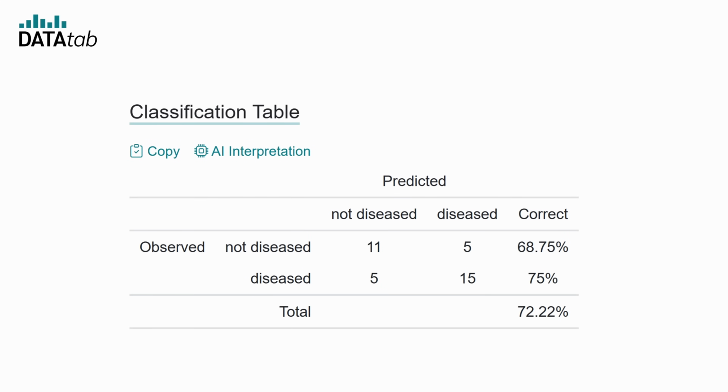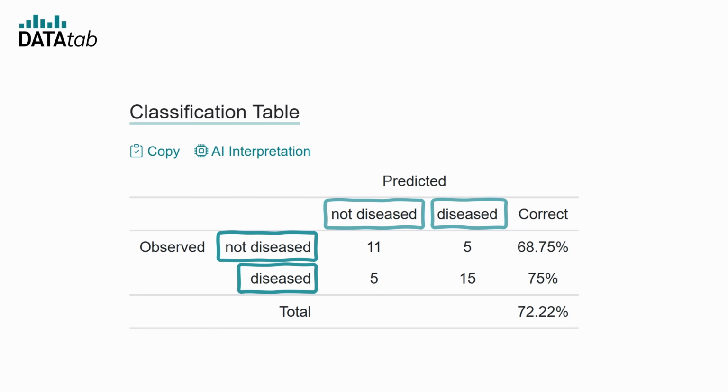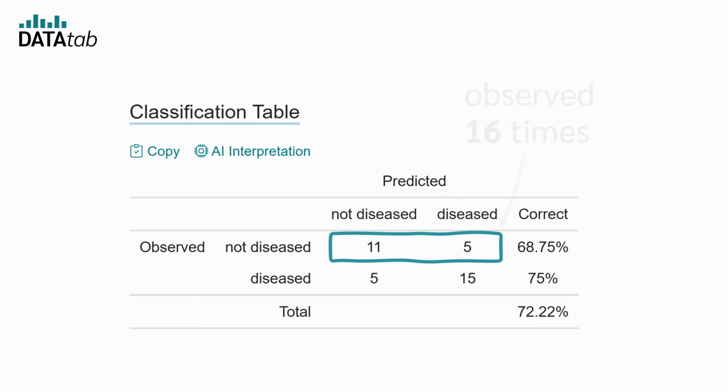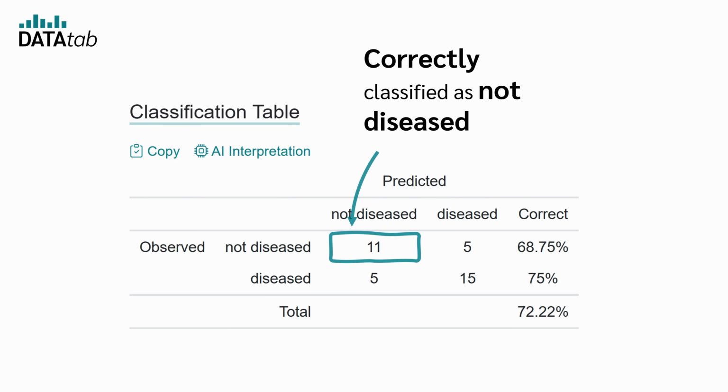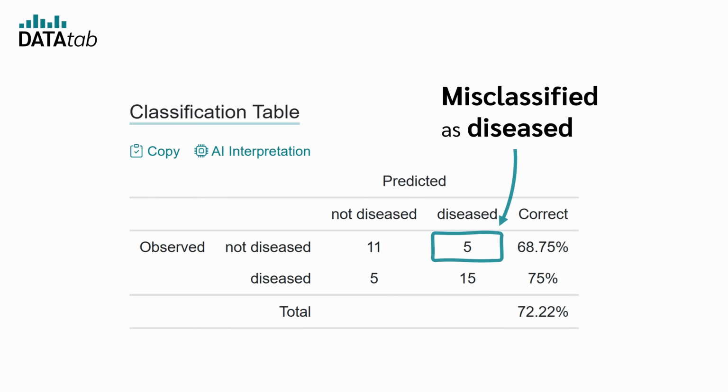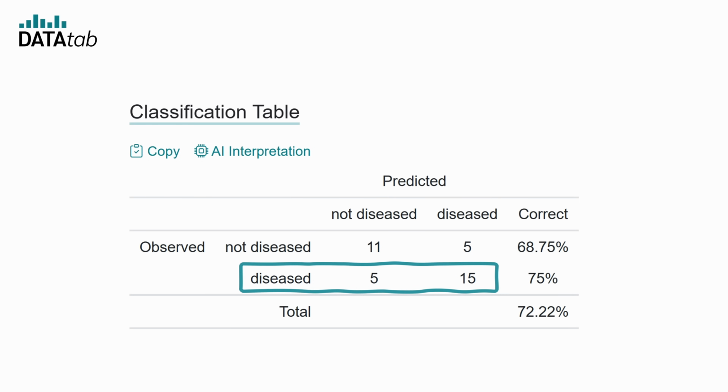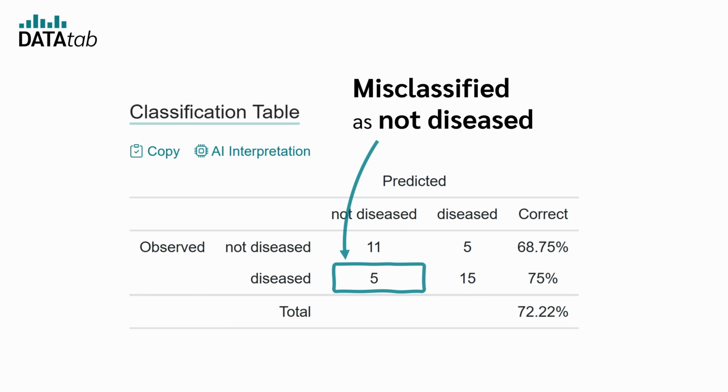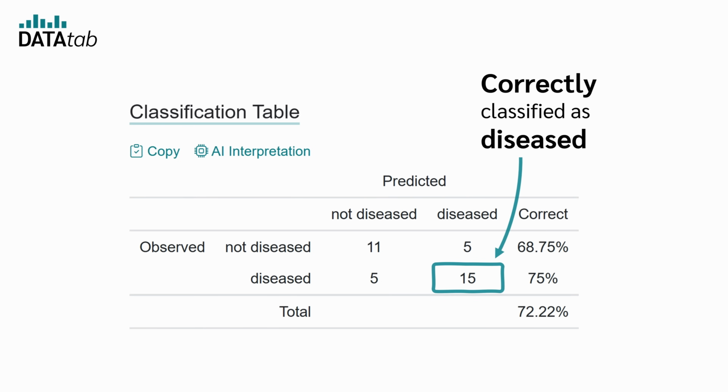Next is the classification table. This table shows how often the categories not deceased and deceased were observed and how frequently they were predicted. In total, not deceased was observed 16 times. Among these 16 individuals, the regression model correctly classified 11 as not deceased, while misclassifying 5 as deceased. Of the 20 deceased individuals, the regression model misclassified 5 as not deceased and correctly classified 15 as deceased.